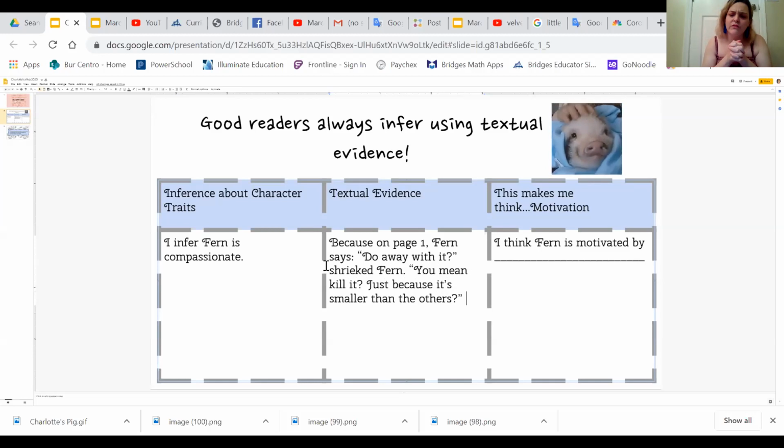I think Fern is motivated by, I'm gonna keep reading. I wanna see what she's motivated by, like what's making her save this pig, right? So we're gonna keep reading a little bit more.